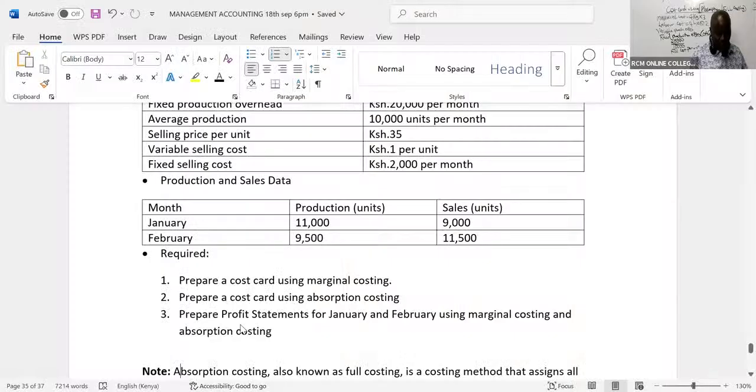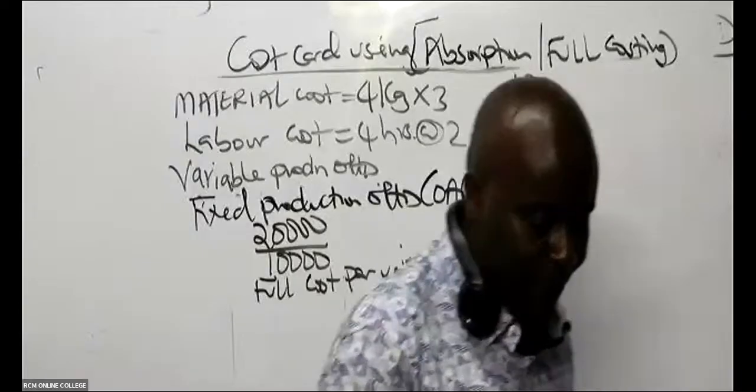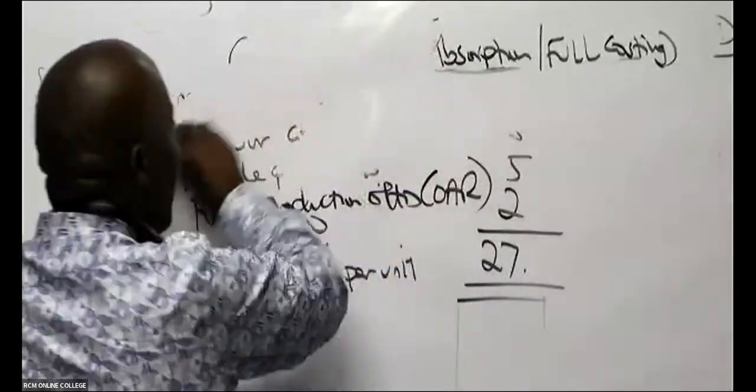Now, look at number 3 of this question. The moment we finish this number 3, we go home. Prepare profit statements for January and February using marginal costing and absorption costing. So I would want to prepare for both of them. So profit and loss statements.